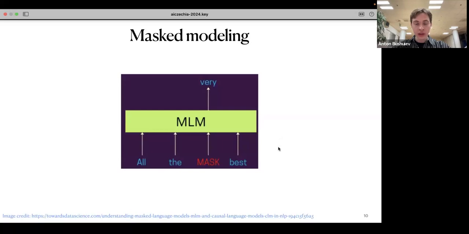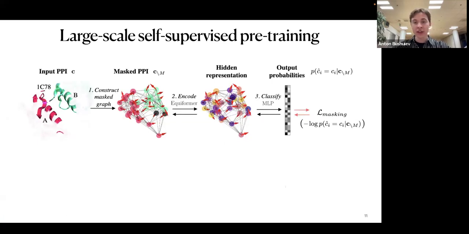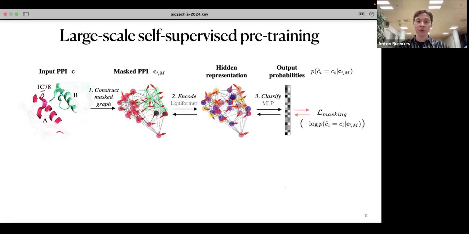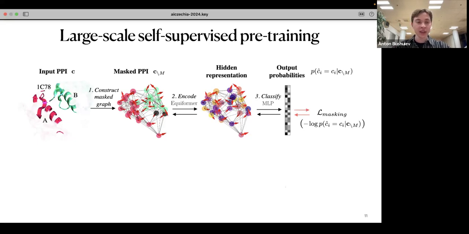And so now we have the question, can we adapt this to our problem, so to the problem of protein-protein interactions? And I want to show that the answer is yes, and I believe that this kind of masked modeling is probably even more suitable here for proteins and mutations than it may be in other domains.